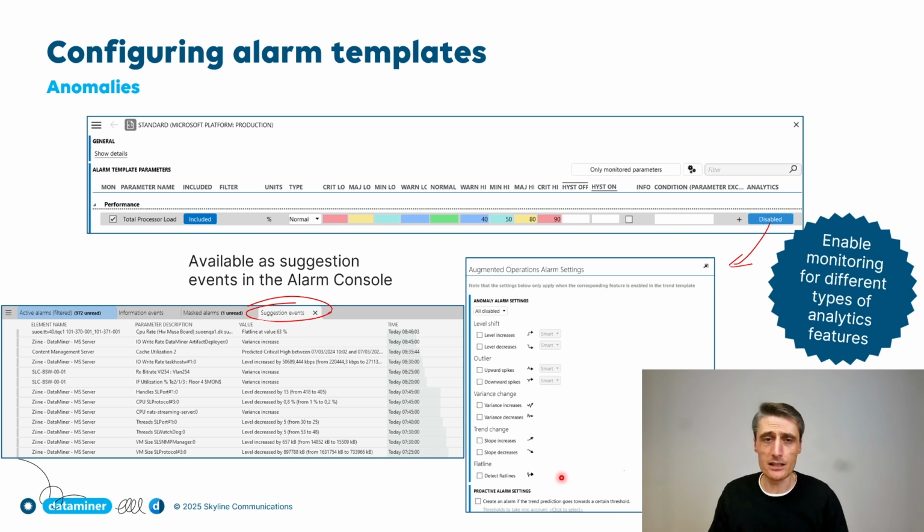But if they detect this on a parameter where you activated this option here in the analytics pop-up, then it will generate a real alarm in your DataMiner system. So they help out by generating alarms on these kind of difficult to detect parameters. But also could come in handy when, for instance, a trend is changing, a variance, an outlier, a level shift, all of these things can be configured in there.